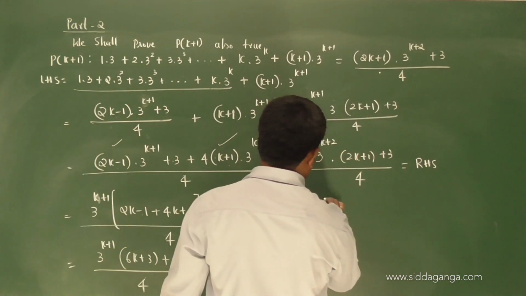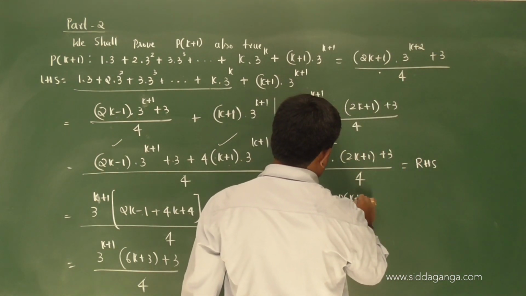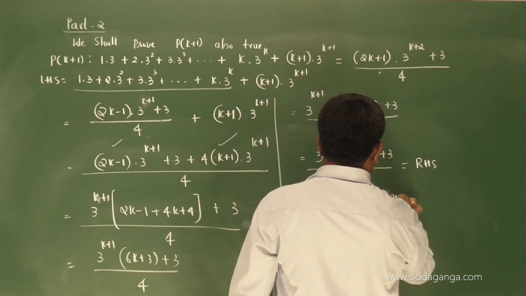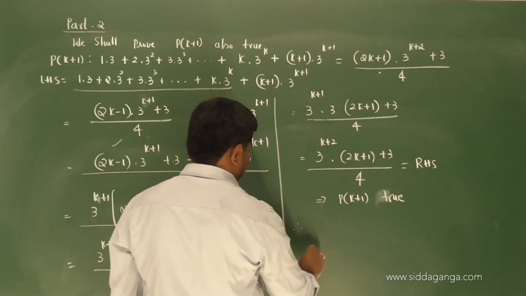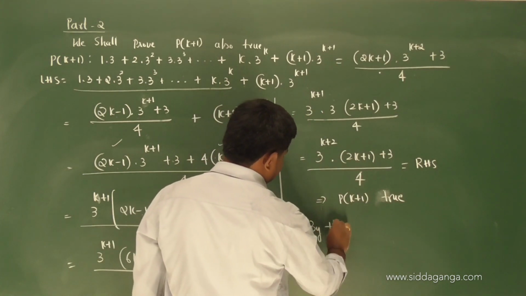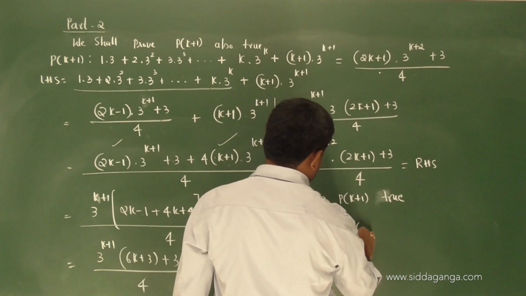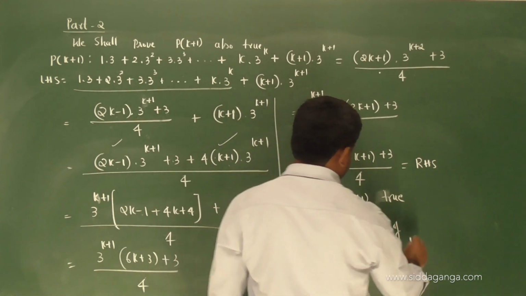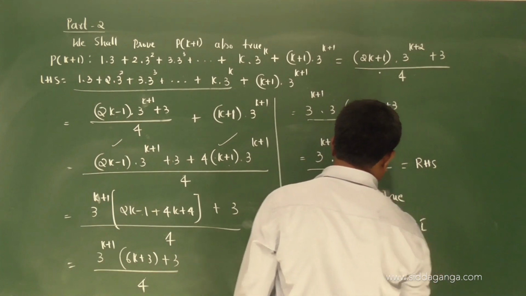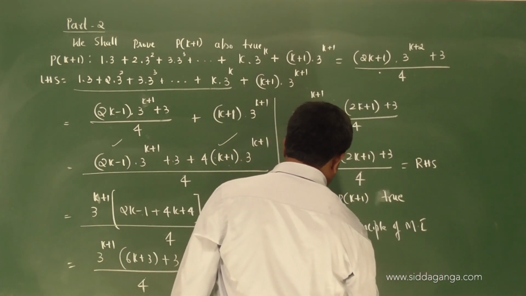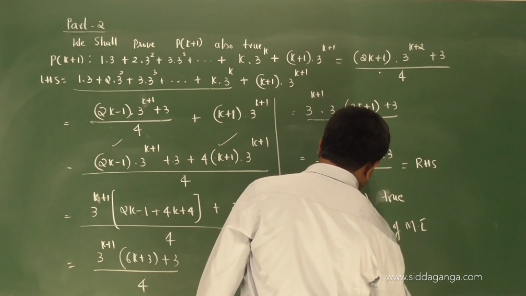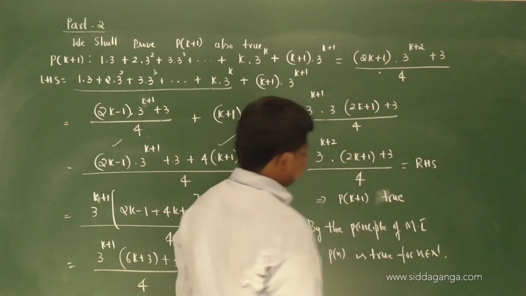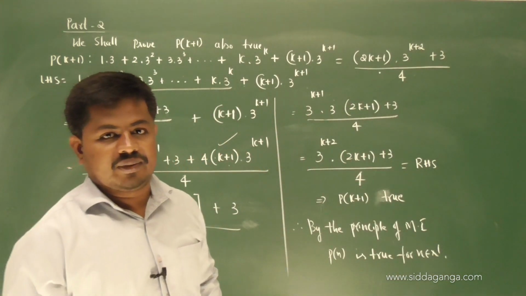This implies P of k plus 1 is also true. Therefore, by the principle of mathematical induction, P of n is true for all natural numbers. Okay, a simple one.